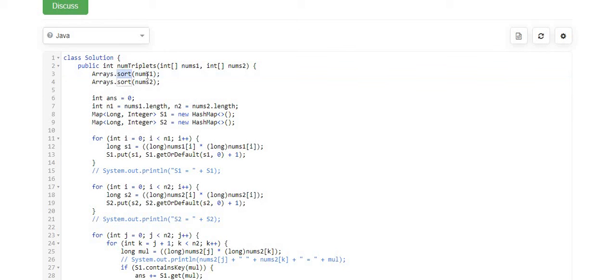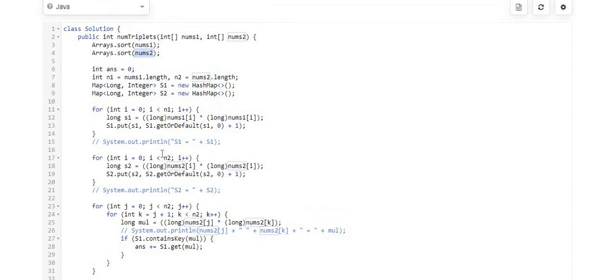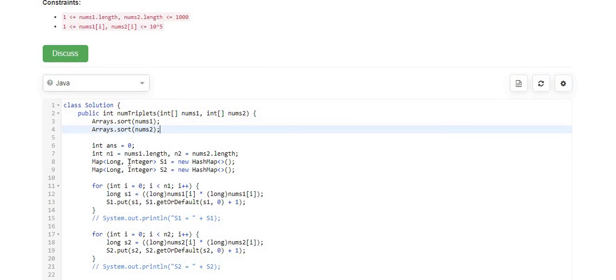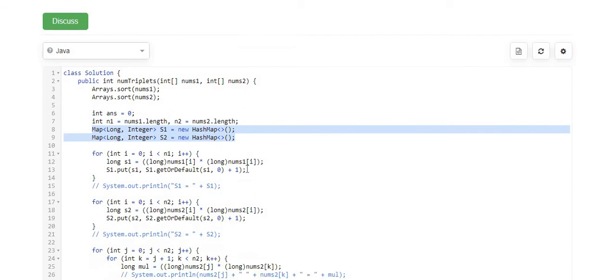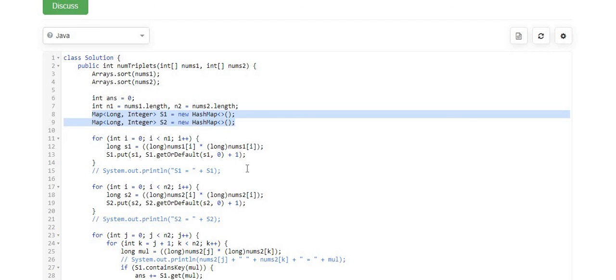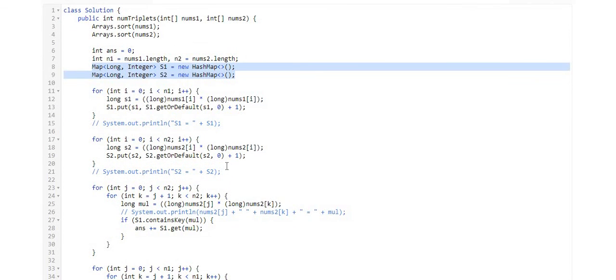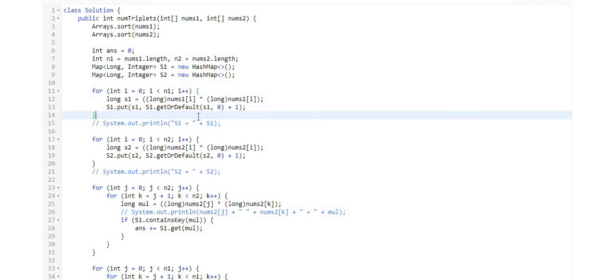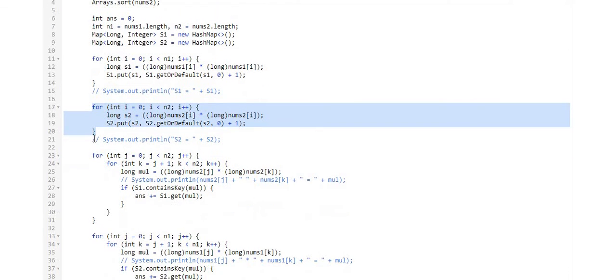Initially I have sorted both the arrays for simplicity, because it can help me to optimize my solution. After that, I have defined two maps, one for nums1 and another for nums2. For each element from the first array, I calculate its square and store it in the hash map, and if I find a repeated occurrence, then I increment it by 1. Similarly I do the same procedure for the nums2 array.